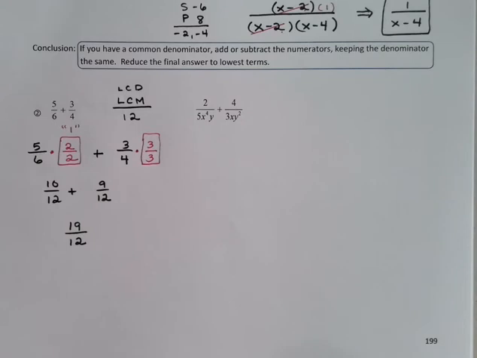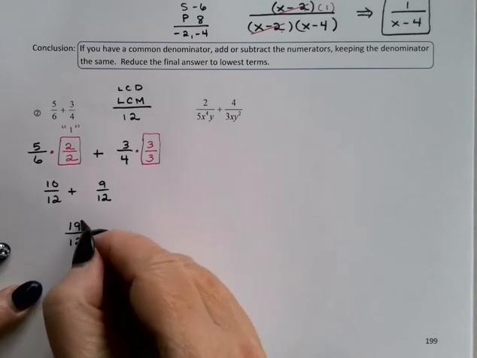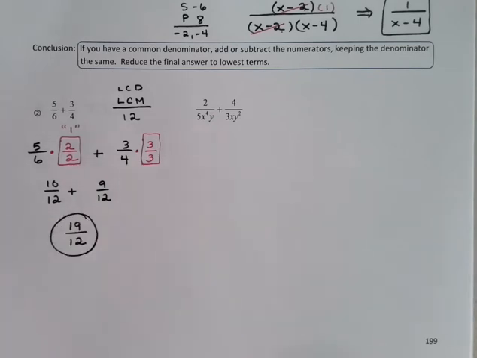That's done. This is already in lowest terms. There's nothing that goes into both 19 and 12. And notice that in general in algebra, we prefer the improper fraction rather than the mixed number 1 7/12. So I'm going to encourage you to just leave them that way.